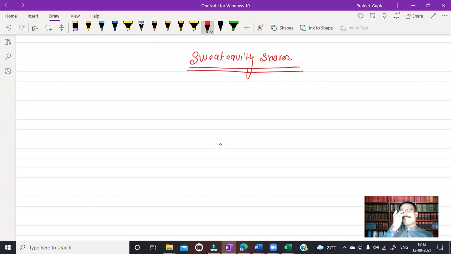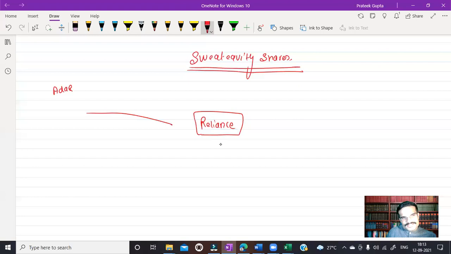For example, beta, this is Reliance. And one of the hardworking students is, let's say, Adarsh. Adarsh is joining Reliance Industries Limited as the compliance officer. I wish such a day comes soon. Compliance officer of this Reliance.